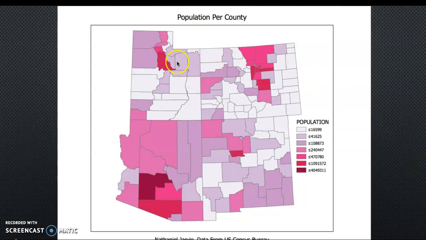So, as you can see, there's the population per county up here. In Utah, there's Salt Lake City, so there's a lot of people there. Denver and its suburbs. There's also Colorado Springs down here, so there's a lot of people. Albuquerque and Santa Fe are here, and then Tucson's down here, and Phoenix, of course, which houses most of Arizona's residents. Phoenix and its surrounding suburbs is here.